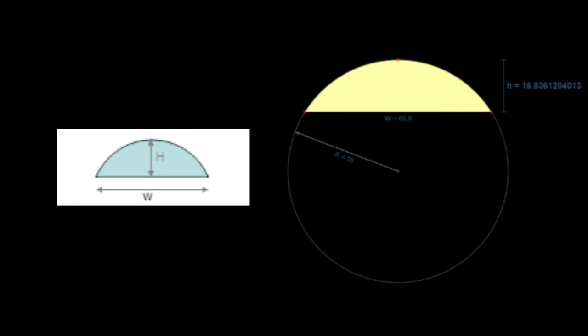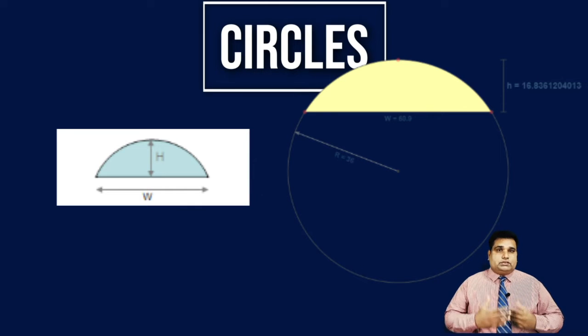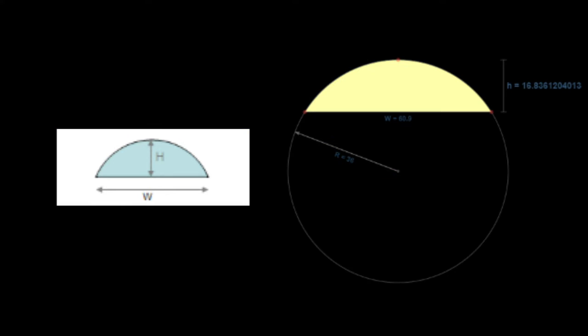Here you can see one diagram where H is the height and W is the length of the chord defining the base of the arc. So we have the base of the arc, that is W, and H is the height measured at the midpoint of the arc base. If you know this formula, you can easily find the radius of the arc.